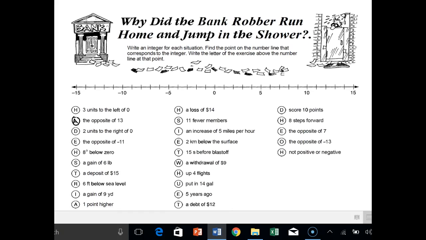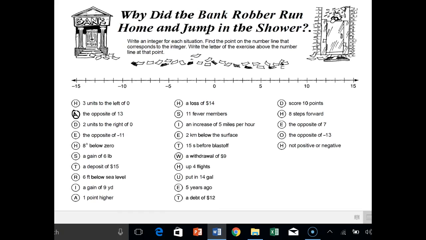The last thing you're going to do is kind of start translating these phrases of positive and negative numbers to complete this riddle. So, for instance, 3 units to the left of 0, we would say that that's negative 3. So we go to 0 and we go 1, 2, 3, and we put the letter H. The opposite of a positive 13 is a negative 13. So I move to negative 13, here's negative 10, negative 11, negative 12, negative 13, and I put the letter A there. A deposit of $15. This is plus 15 or positive 15. When you deposit money, you're adding money to your bank account. So you go here and you put a T on 15.